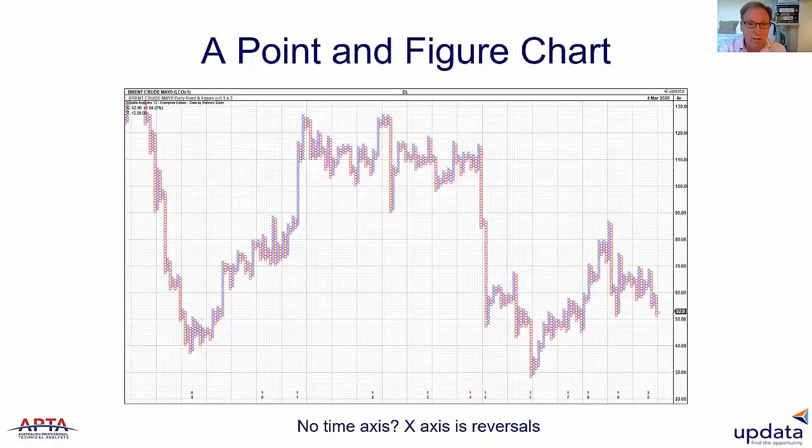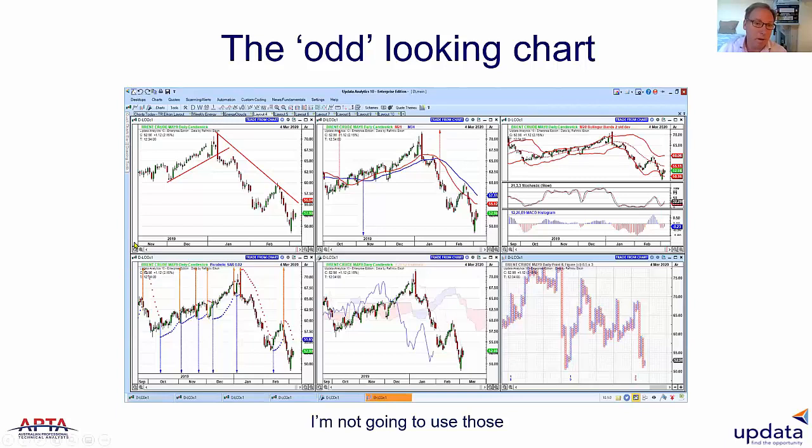So here's a point and figure chart, and the thing that throws most people, of course it's a very old technique, is that there's no time axis, and the axis is reversals. A lot of people struggle with that concept that there's no time axis across the chart. Each time you get a reversal in price, you move to a new column. It's quite good in a way, because if price does nothing, the chart does nothing. So it reflects change.